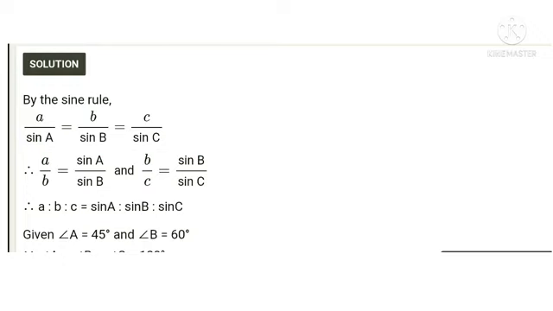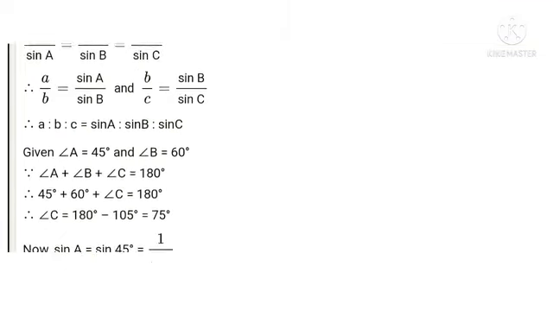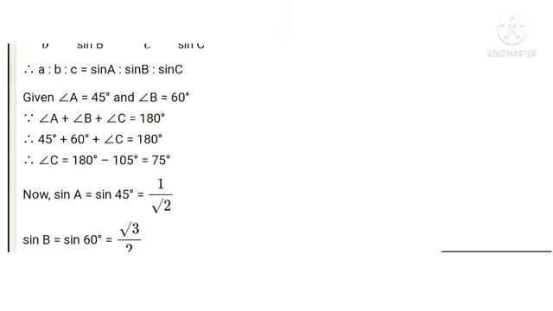From this you write a upon b is equal to sin A upon sin B and b upon c is equal to sin B upon sin C. So we get the ratio as a is to b is to c is equal to sin A is to sin B is to sin C. Also we have been given angle A is 45 and angle B is 60. So we know A plus B plus C is equal to 180. From these you find angle C. Angle C is 75 degree.